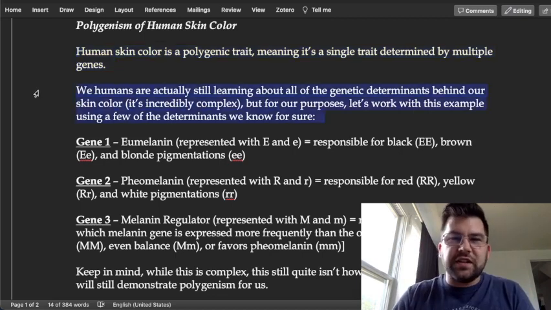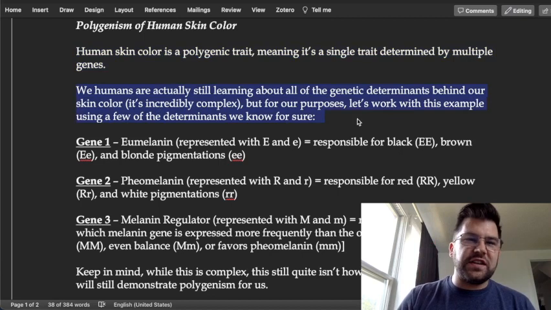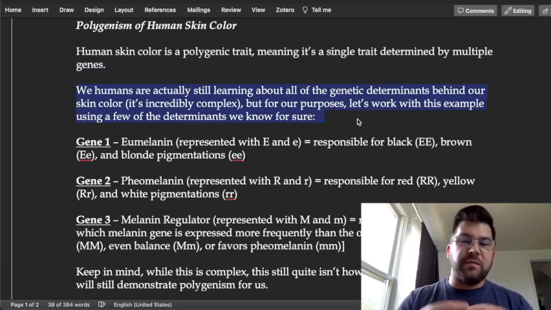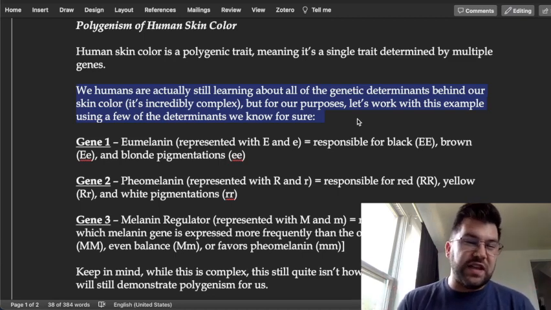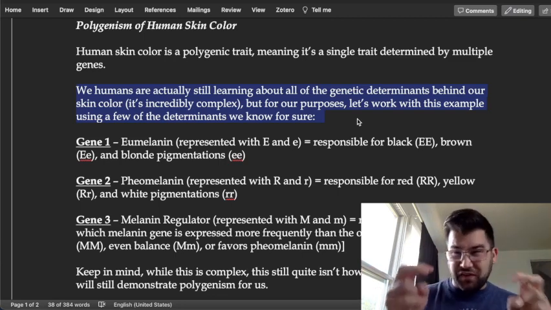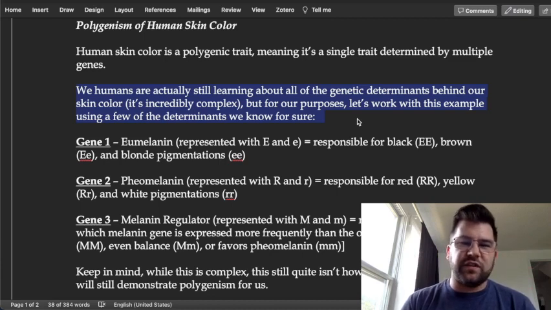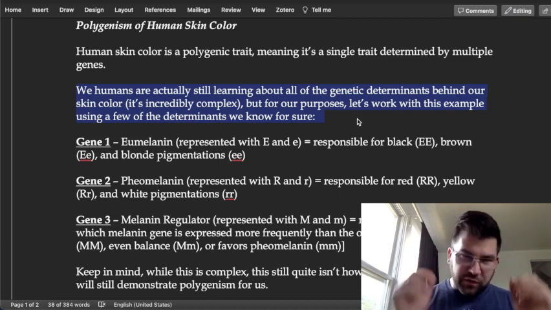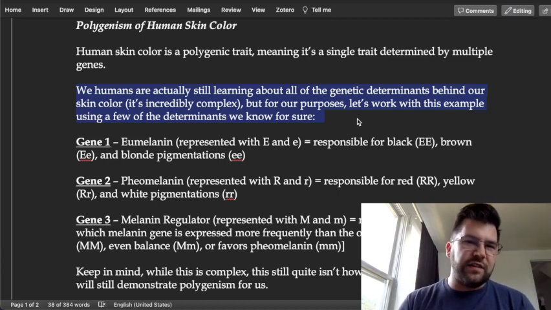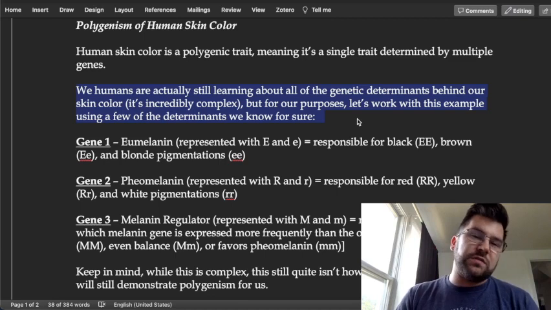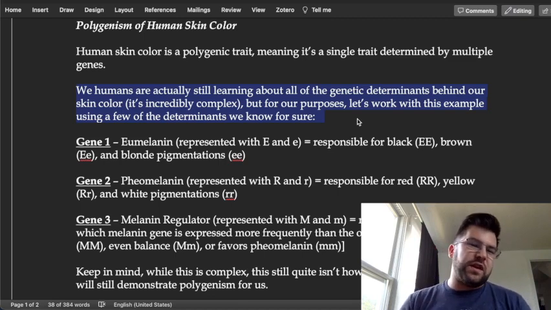So again, today we're going to look at skin color. Just making a note that skin color is actually very complex. There are also environmental factors, there can be mutations, and there are way more genes involved than just 3. But for today's example, I did my best to simplify it, which kind of makes it inaccurate, but it works for getting the idea across, the visual across. So for this lesson, let's just think of the polygenism of human skin color as operating with 3 genes.